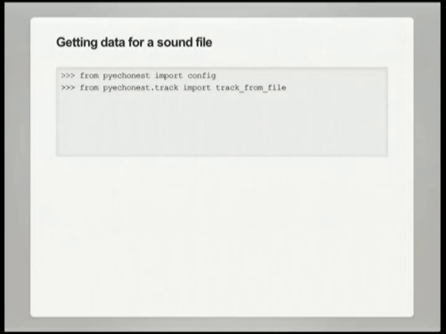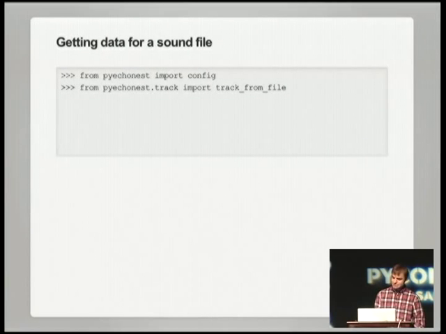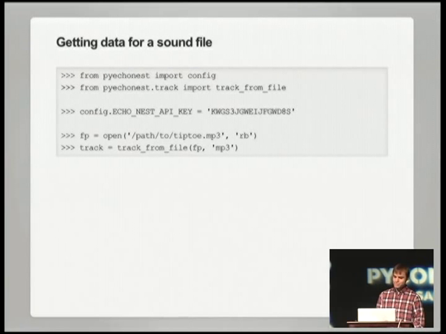So what you basically do is import a bunch of libraries, most importantly this function called track from file. Then you set your API key, of course, grab your MP3 as a file object, and just send it to track from file, and you get this magical track object. It's packed with joy and love and all sorts of cool stuff about this song, and that's what we're going to be talking about.